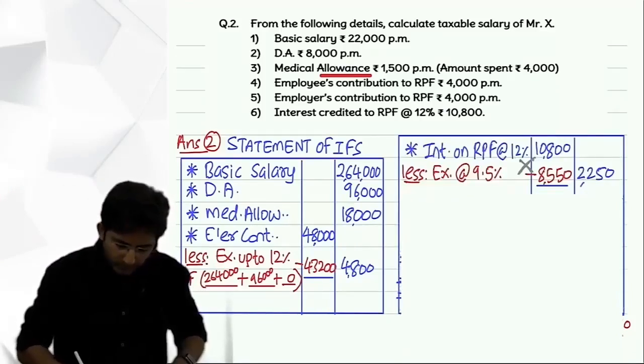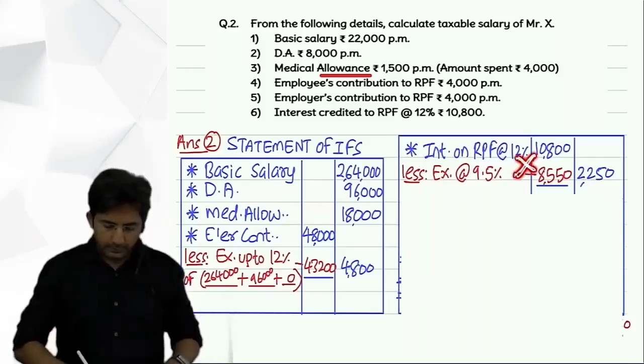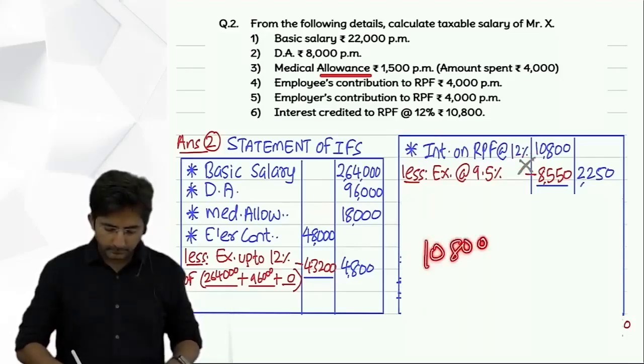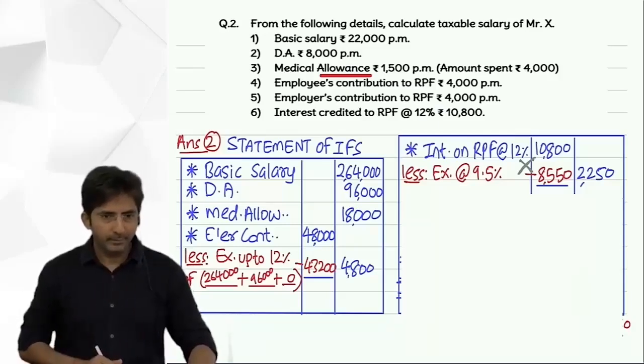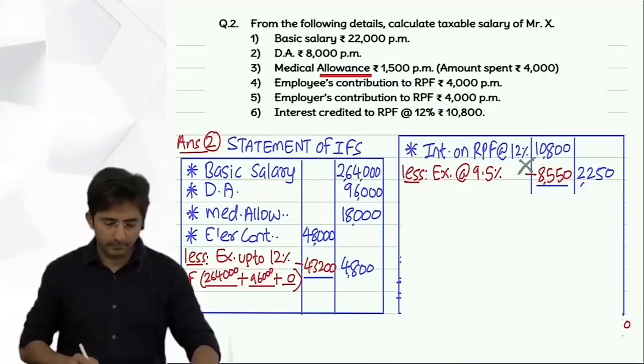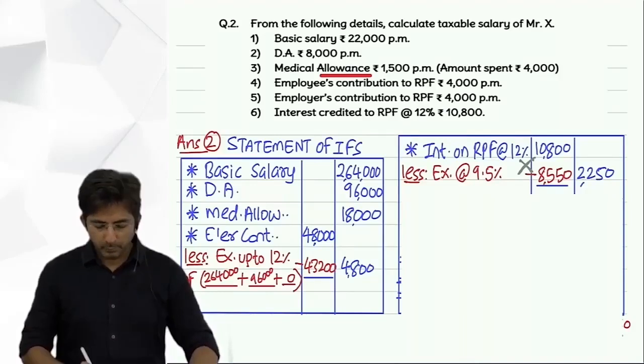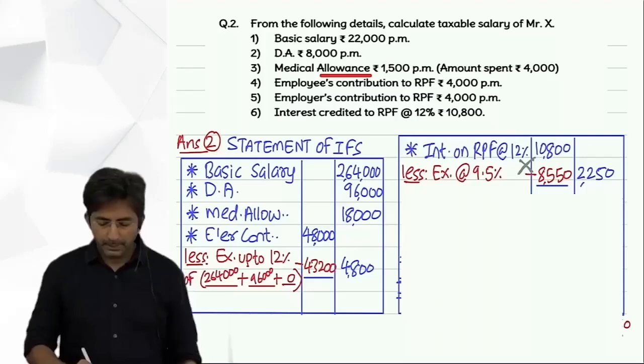So this is the way of cross multiplication. So 10,800 into 9.5 divided by 12. That point will come in UPF. At that time we will discuss that point. UPF. So minus 8550. Balance in the outer column 2250. And once all the items are written in this statement, you have to total up.